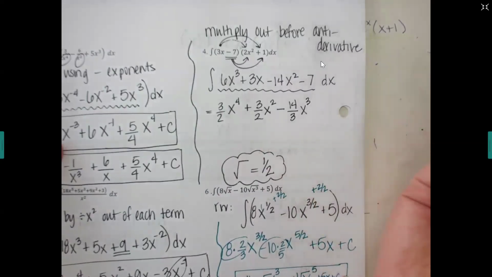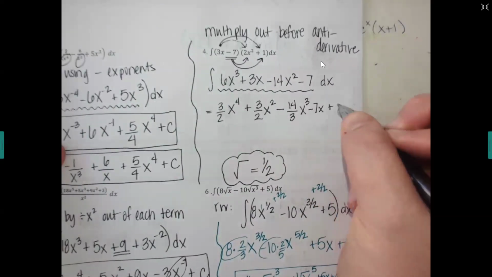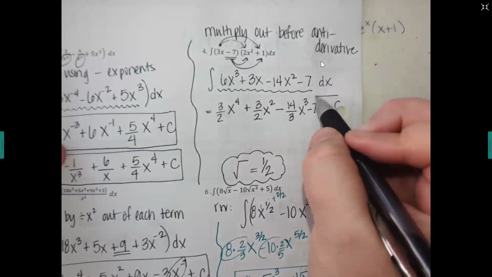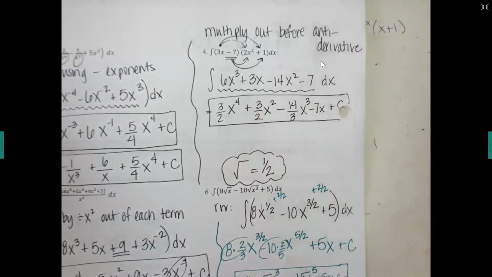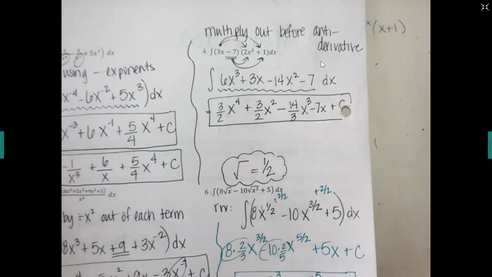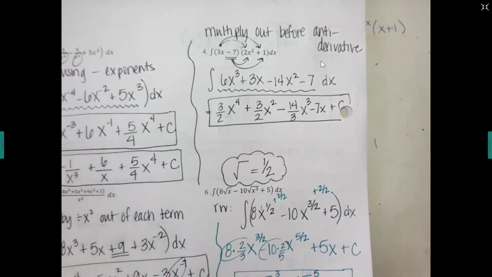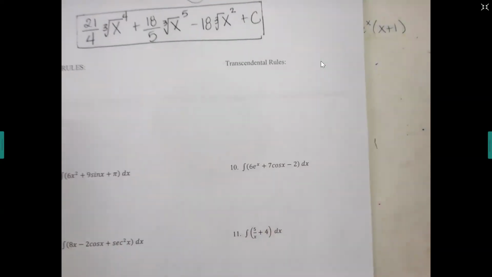14/3 x cubed, and then the minus 7 goes to a minus 7x plus c. Okay, if you leave off the c, it will be kind of wrong. All right, last thing we have to cover is all of the trig rules that you already know, but you're just doing them backwards. So if you'll turn to that last little page there, we're about to be done with notes. We're just finishing out these last 4 right here, and then we're stopping for today.